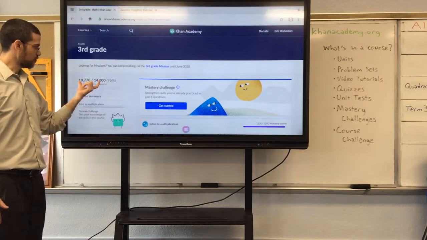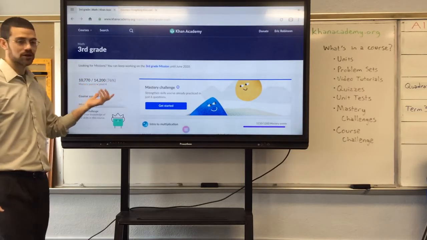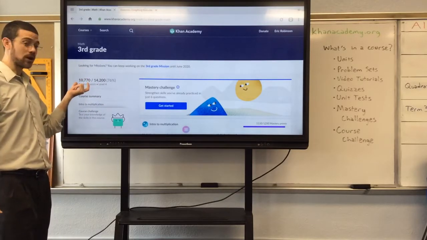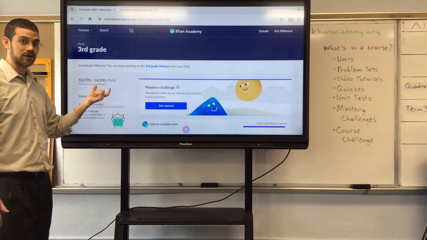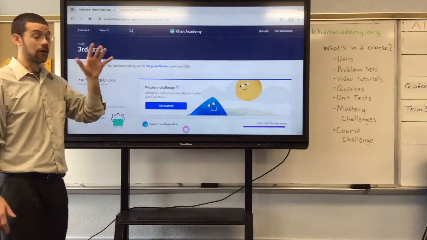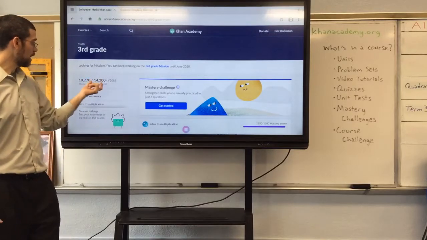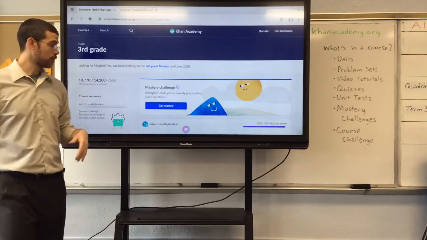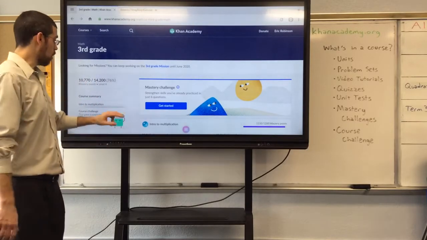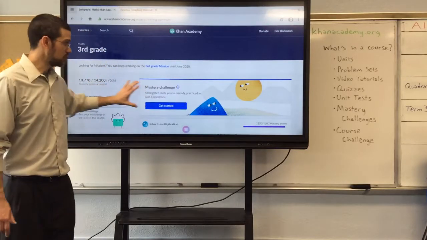It says here there's this fraction, 10,770 out of 14,200. That is telling you how many mastery points you have, the numerator, out of the total number of points in this unit, 14,200 points. Now, every skill in the unit is worth 100 points, so that means third grade has 142 skills. We'll talk more about the point system and mastery learning as we go on and in future videos, but first thing I notice is I've got a Mastery Challenge up here.